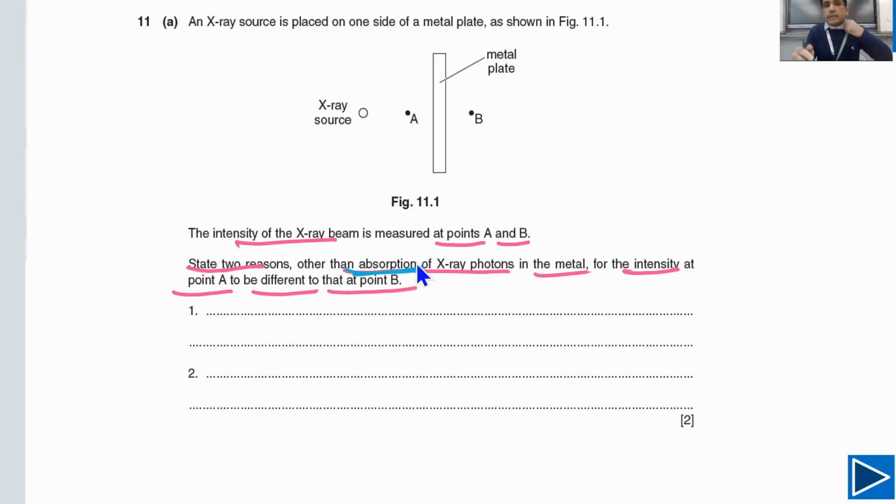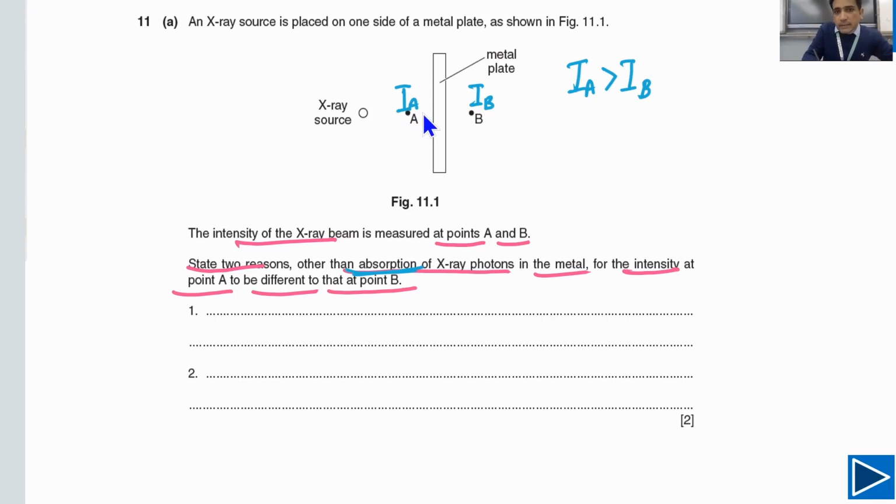So why the intensity at point A? Let's say intensity at point A, this is IA. At this point, let's say this is IB. In this case, I hope you will simply say that IA will be greater than IB, and we need to state why IA will be greater than IB. First of all, let's try to understand in a very simple way.